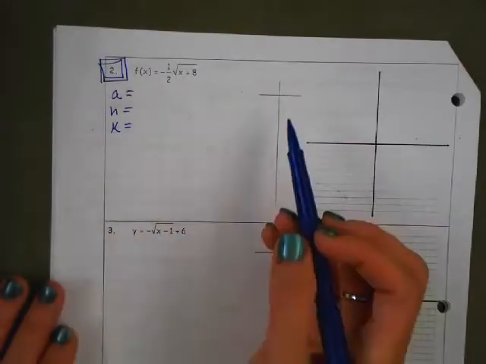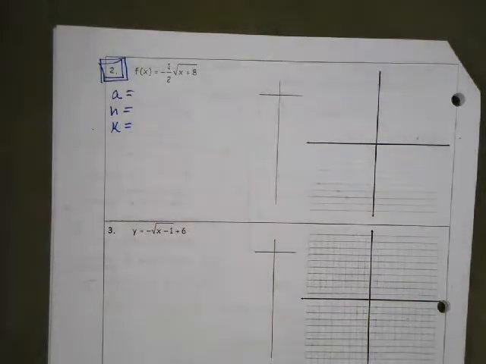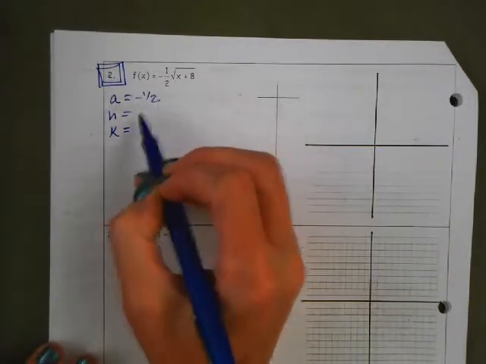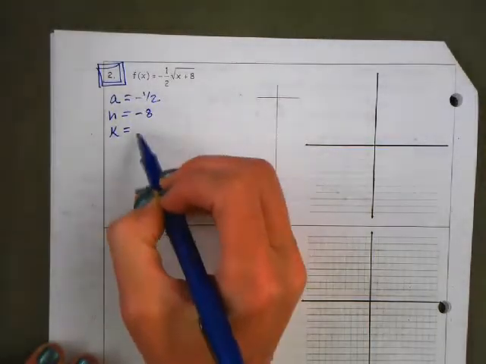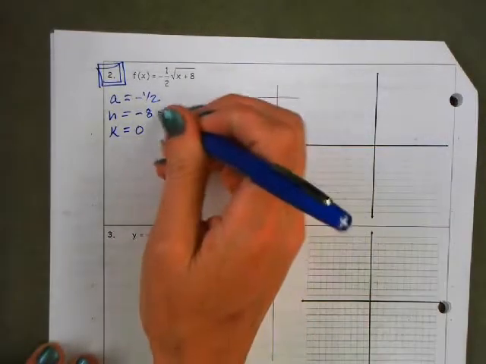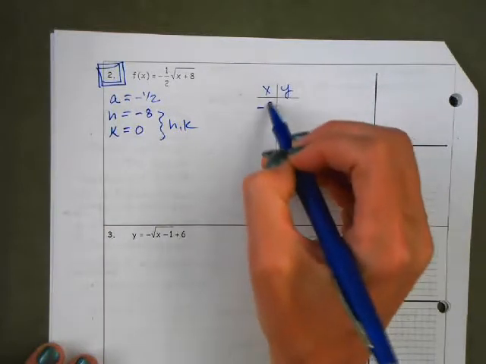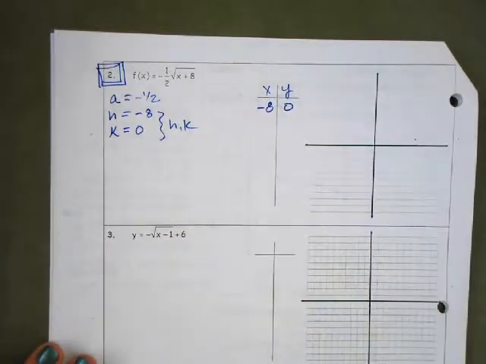So for any of your equations you guys ever graph, A, H, and K. I hope you guys have got that by now. A is going to be my -1/2, H is going to be -8, and K is going to be 0. So my starting point is going to be H and K. So I'm going to start here and just do -8, 0.